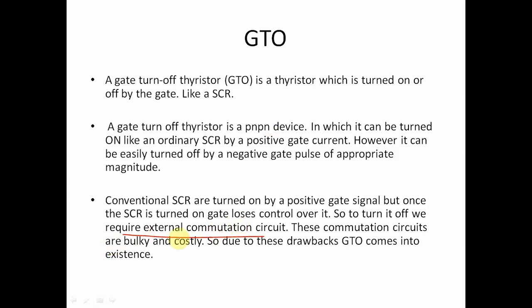What is the drawback of SCR? The drawback of SCR is that to turn it off we require an external commutation circuit, and these commutation circuits are bulky and costly. Bulky is nothing but heavy. So we require the external commutation circuit, and this is the drawback of SCR.